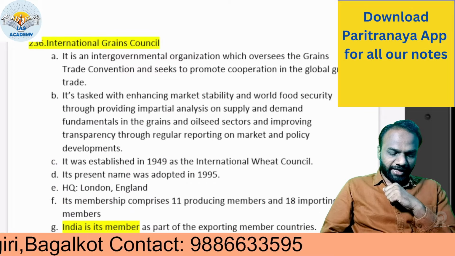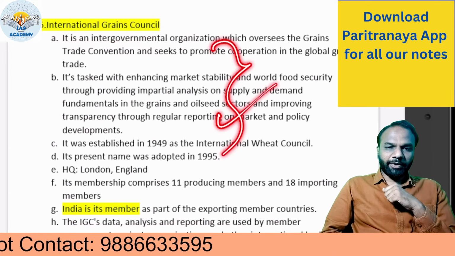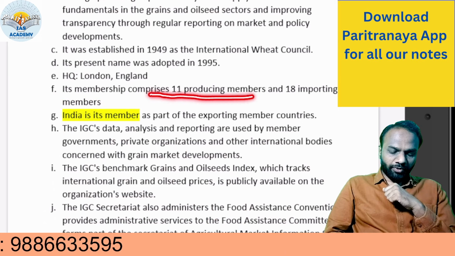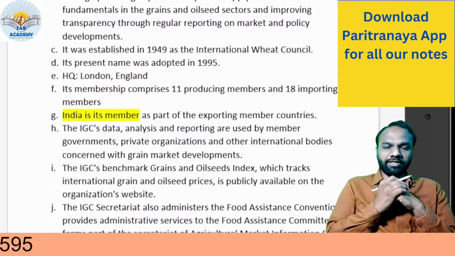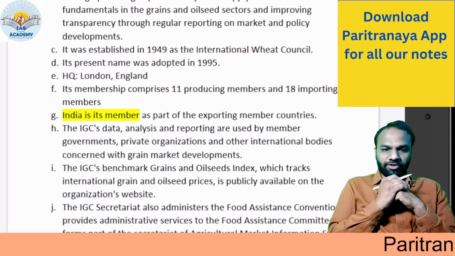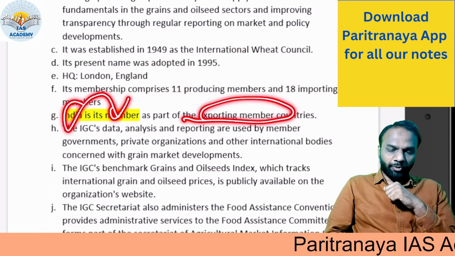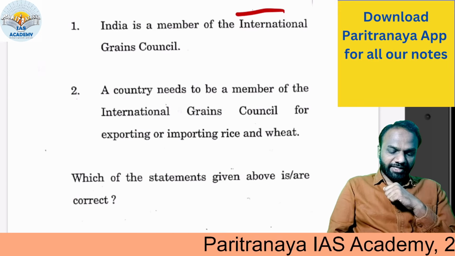So here is our content. The International Grains Council has much information pertaining to it, but here, whether India is its member: yes, there are totally 11 producing countries and 18 importing countries. So 18 plus 11 is totally 29 members that are part of this organization. India is also its member, as part of the exporting member countries. So from this we understand that statement 1 is correct.